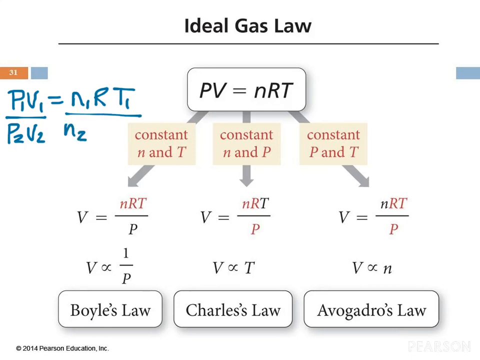P2 V2 equals n2 R T2, that is still an equality, right? Because PV equals nRT, and so even though it looks like I'm dividing each side by something different, what I'm dividing it by is equal to each other. And so this is still an equality. R is the ideal gas constant that we'll talk about in just a minute. It's a constant. It doesn't change. And so that would cancel out.